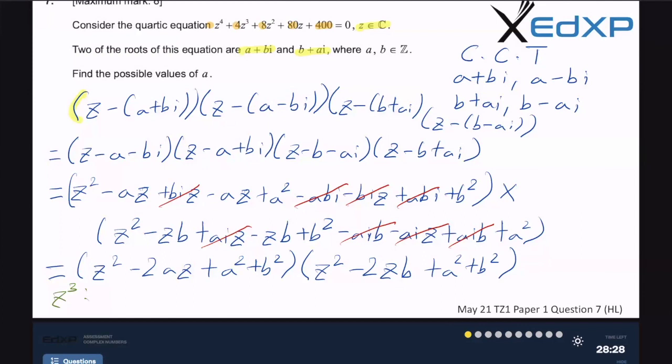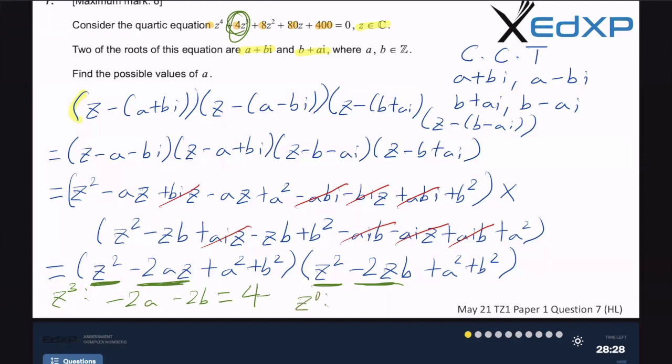If we investigate and compare coefficients of z cubed, z squared will multiply with minus 2zb, minus 2az will multiply with z squared. So that will give me minus 2a minus 2b equals 4 over here. Okay, that'll be the first equation. Probably need one more for 2 unknowns, maybe the constant.